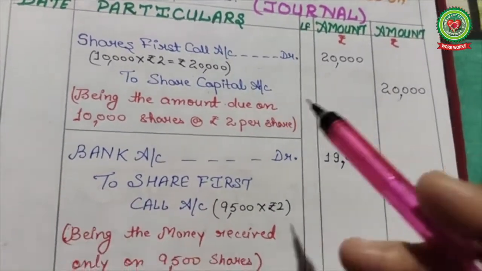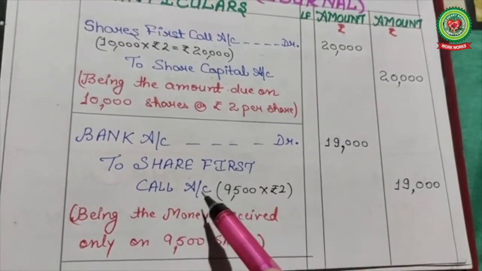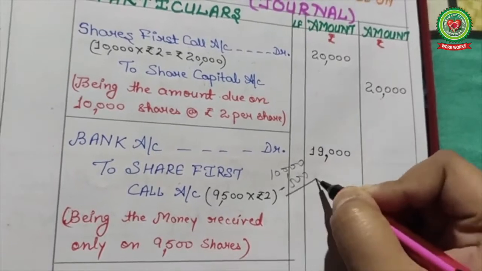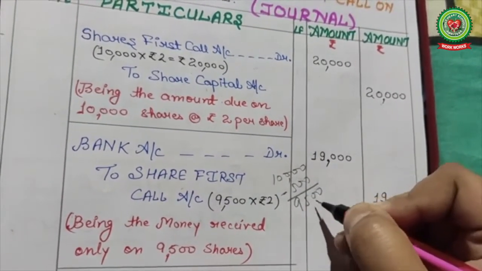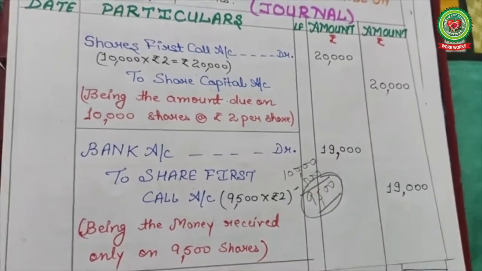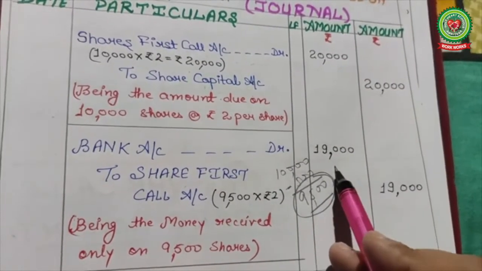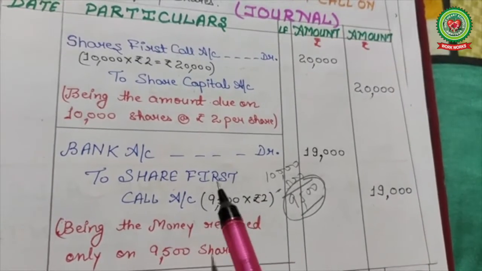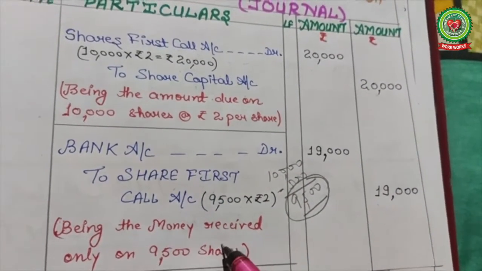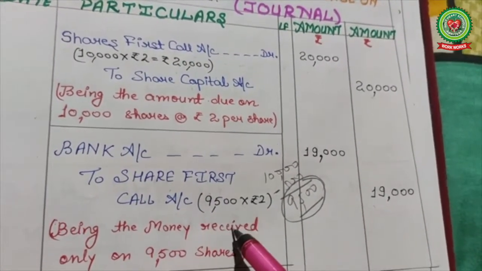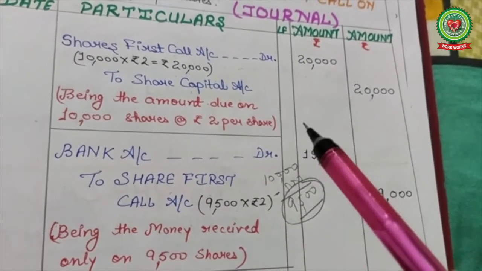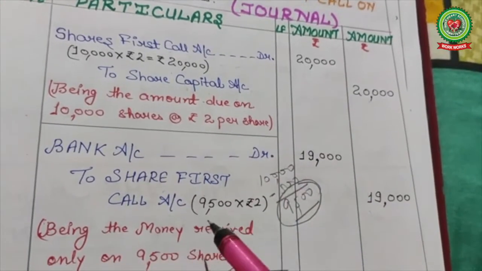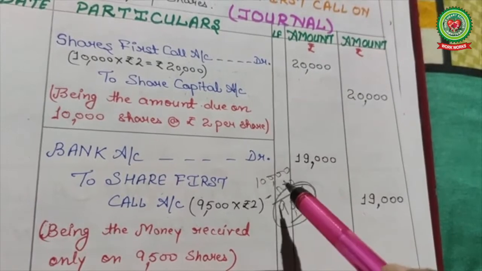Next, when you receive less: Bank account debited to share first call account. Here see, total number 10,000 minus 500. On 500, rupees 2 is not received. 9,500 is the number of shares on which you are receiving rupees 2. So here 9,500 multiplied by 2 is 19,000 received. No need to open a separate calls in arrears account here. So two entries: one is the due entry, one is the received entry. In the received entry, deduct the number of shares of the shareholder who failed to pay the money. Here, in full amount due it is 10,000, and in case of received just deduct that particular number, like here 500 deducted.